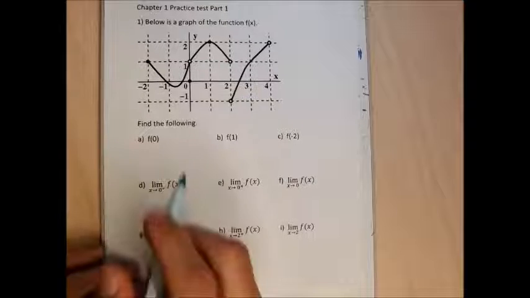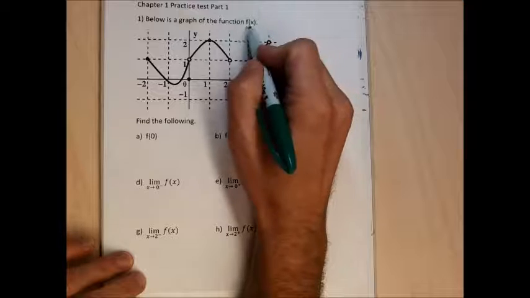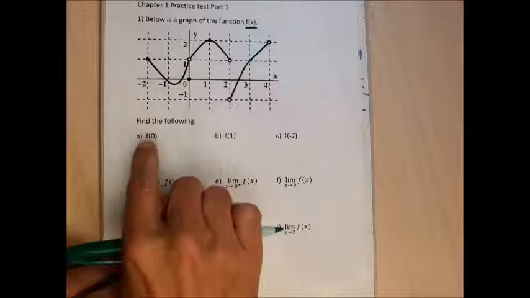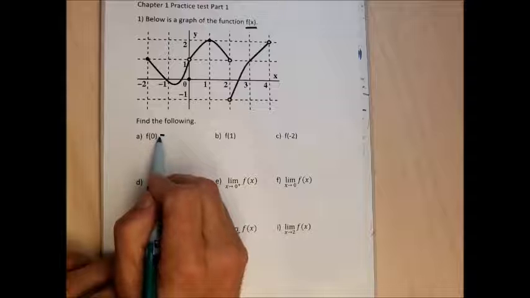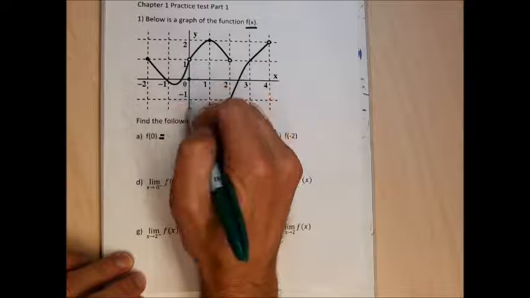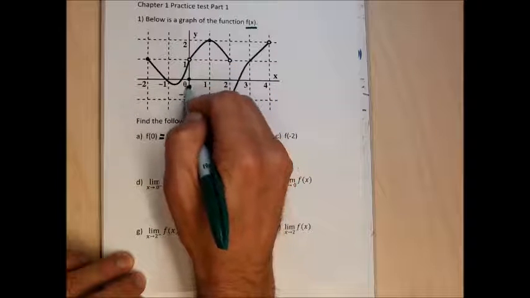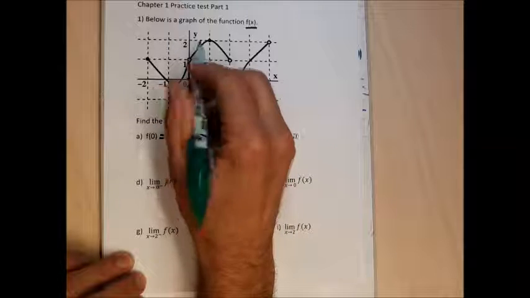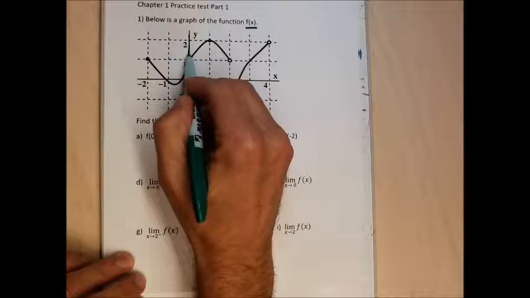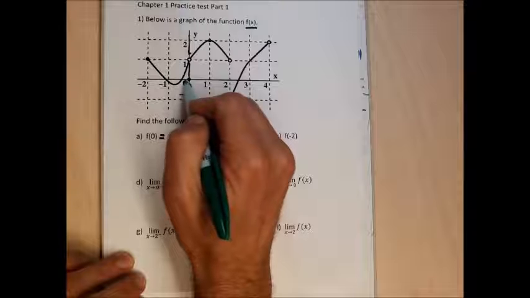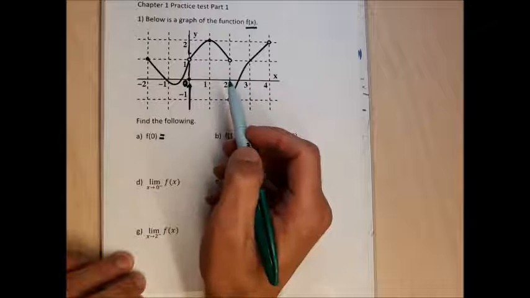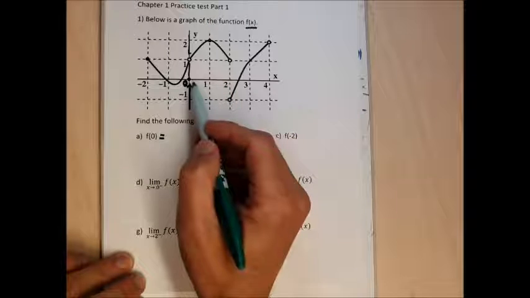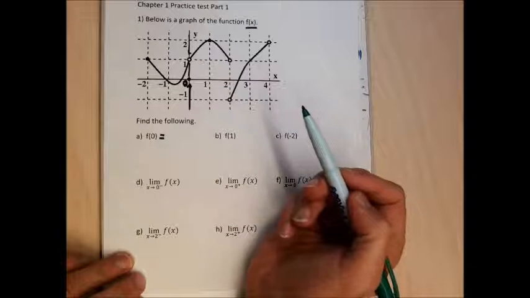The first problem gives me a graph of a function that's f of x. And the first three questions are just kind of algebra questions. The first question asks me to find f of 0. And to find f of 0, I look across where I see 0 on the x-axis, and I look for any point. The y-coordinate of the point that is along that line is going to be the answer to that question.